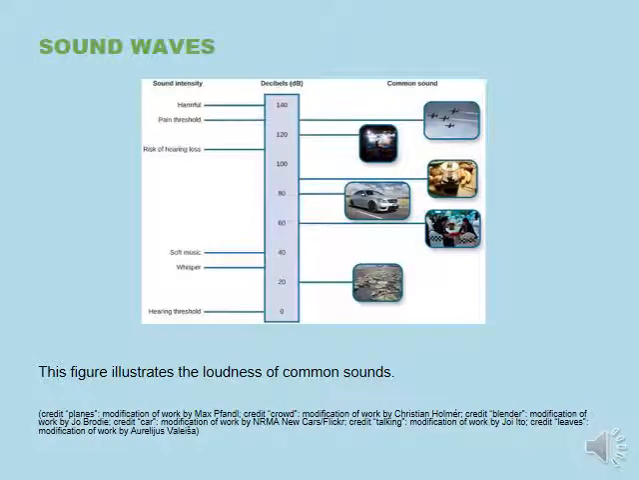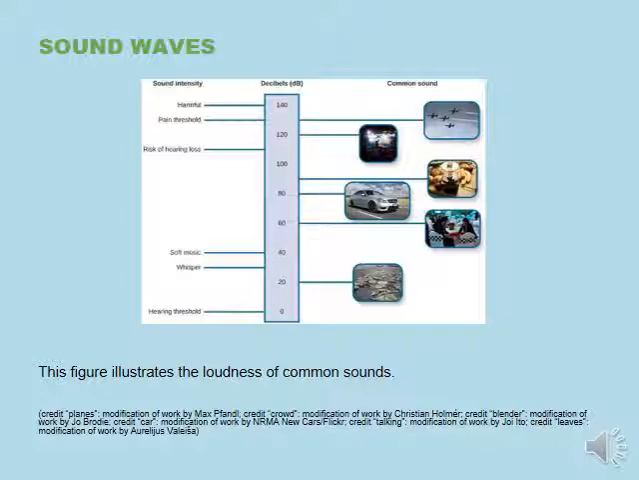So again, here you have sound waves. So 140 is harmful. Initially you have the pain threshold. Then you have hearing loss right in that 120 to 100 decibels. And then you start going down. The blender is right in there, at 80 decibels. And then you have normal conversation, which is roughly about 60. Then you have soft music.